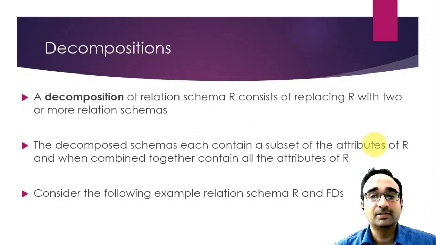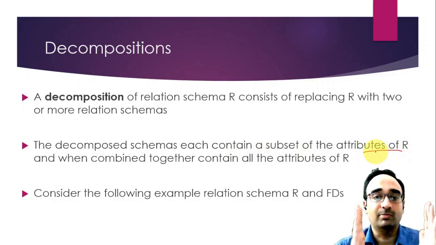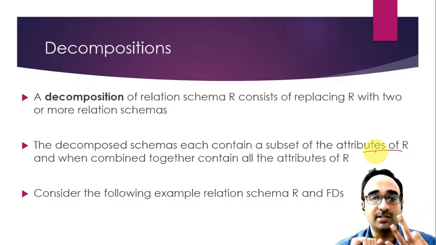Now typically what do we do in decomposition? Whatever attributes you have in the big table, let's say there are 4 attributes A, B, C, D. Now you are dividing this table into, let's say, 2 tables. In one table there is A, B, C, 3 attributes, and in the second table you have C, D. So you take the set of attributes, 4 attributes, and you divide it into subsets. That is what is mentioned in this point. Now let's see an example.